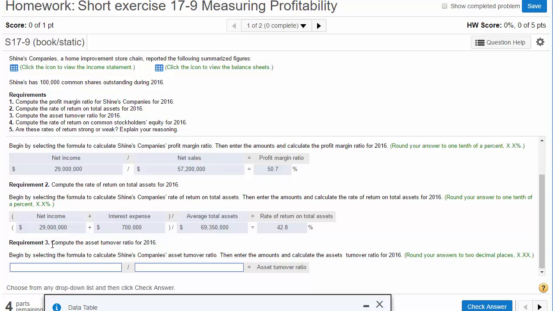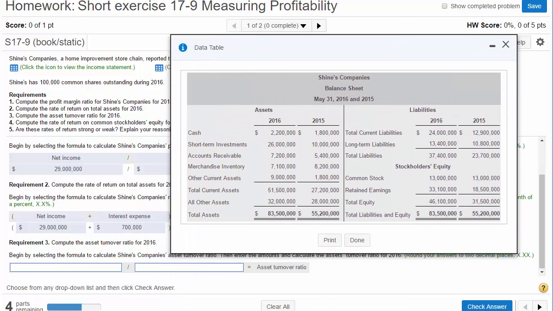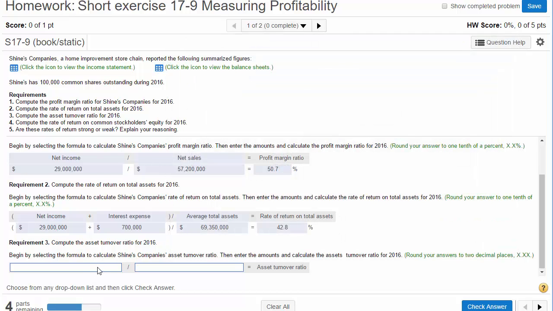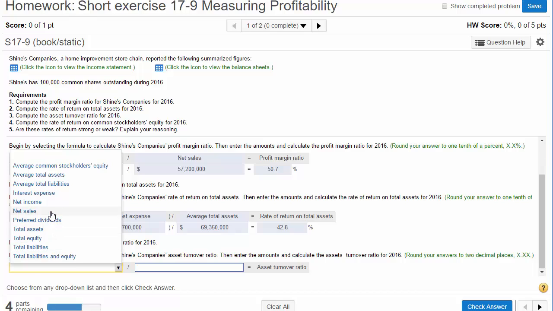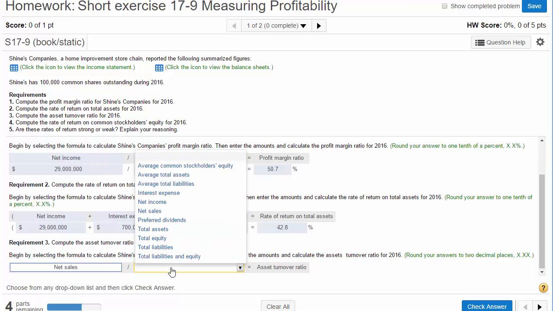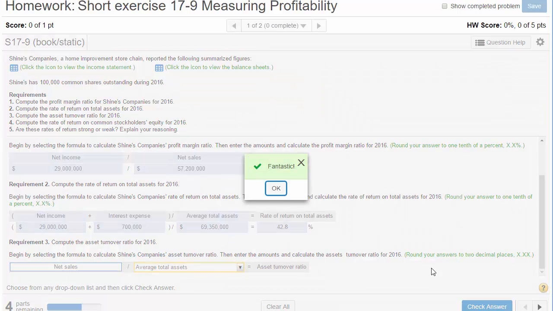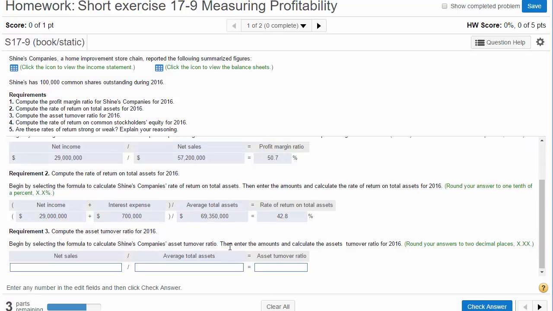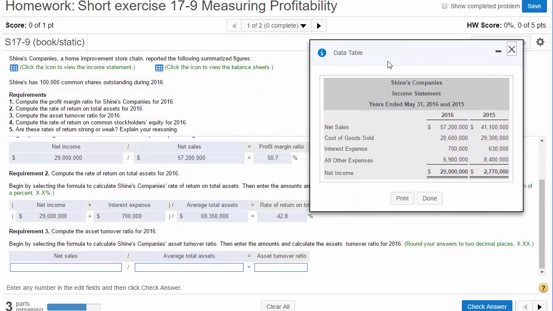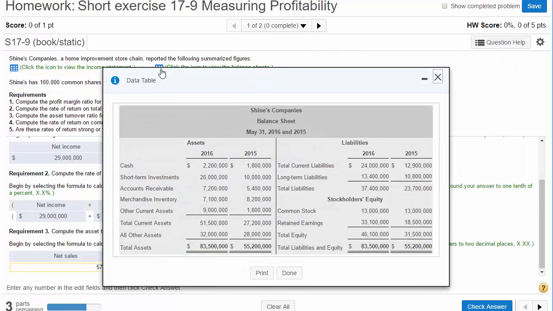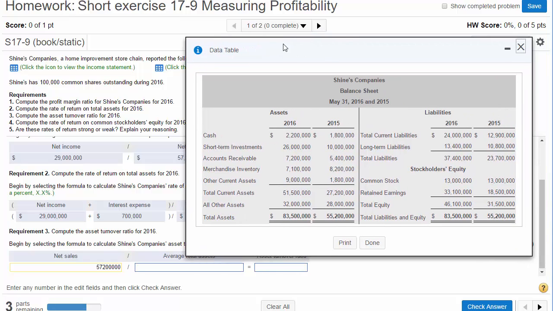And then they want us to compute the asset turnover ratio for 2016. Now the asset turnover ratio, the formula is net sales divided by our average total assets. So our net sales is found on the income statement, 57,200,000. And our total assets are found on our balance sheets, or average total assets, I should say.